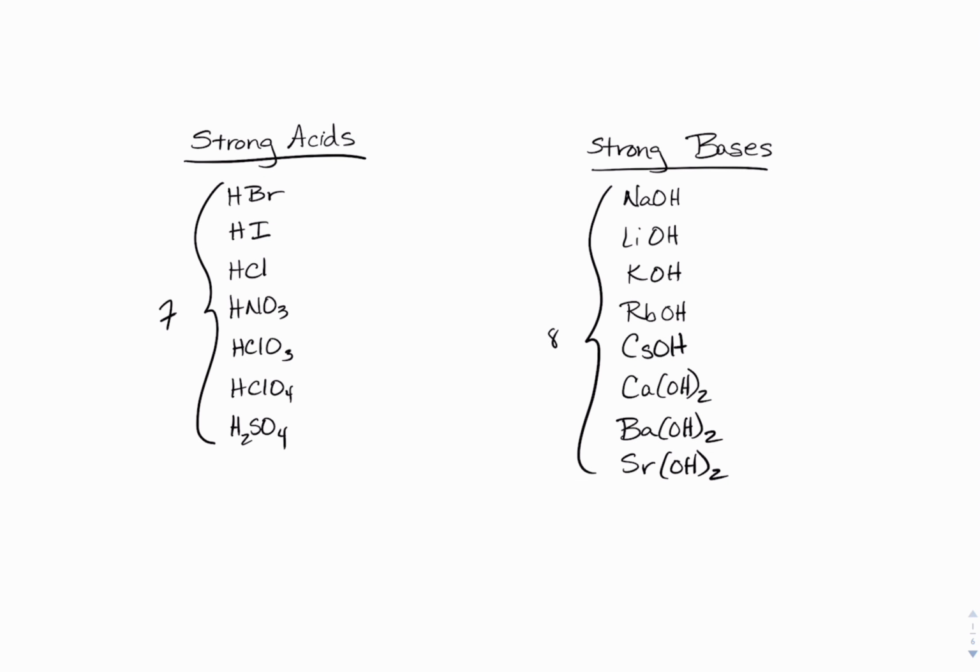So it turns out that the strong acids, there are 7 strong acids. Sodium bromide, sodium iodide, sodium chloride, even all the way to sulfuric acid here at the end, are all considered strong acids. And there are 8 strong bases, from sodium hydroxide all the way to strontium hydroxide. So commit these to memory, write them down as something that you can look at so that you can have all of the 7 strong acids and the 8 strong bases.